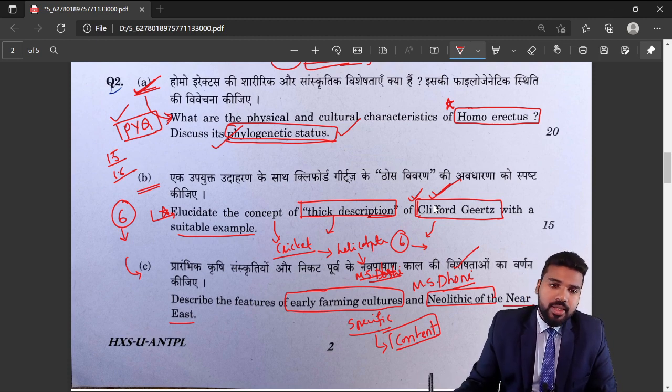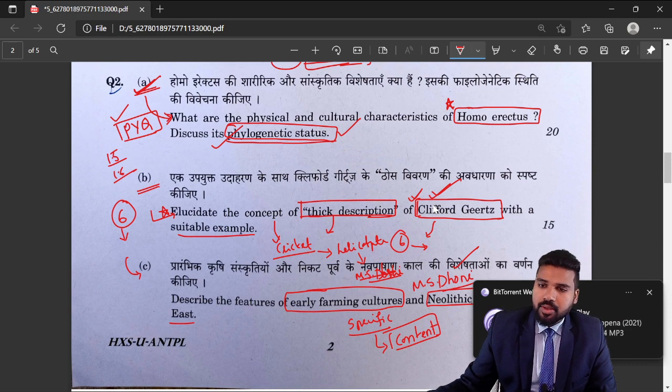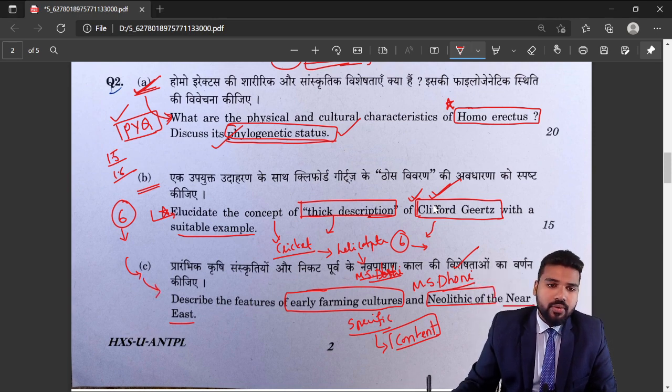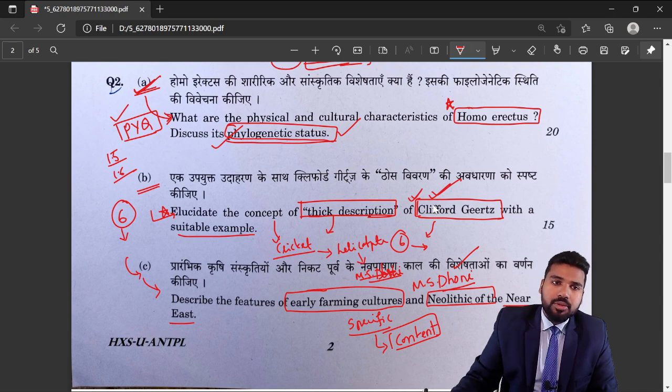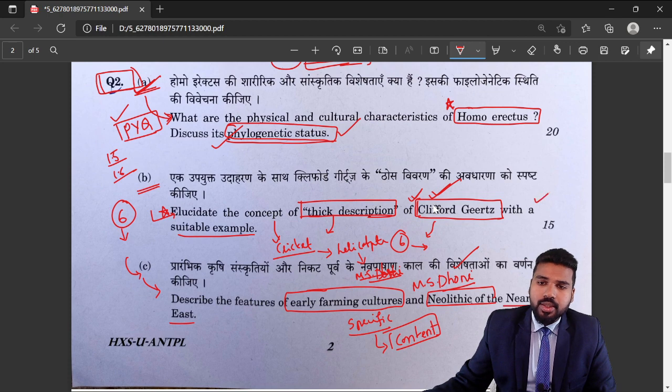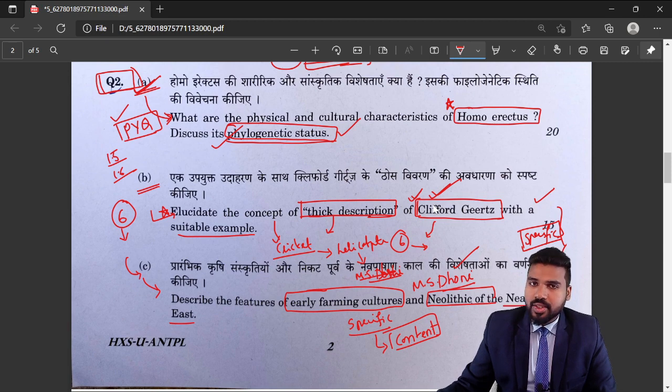Then this question is also a very specific one. Now look at this. I would recommend don't go with this question unless you are very confident about this and this. Both of them are specific. Unless you have very solid content and your memory of the content and examples is good, don't go with this.